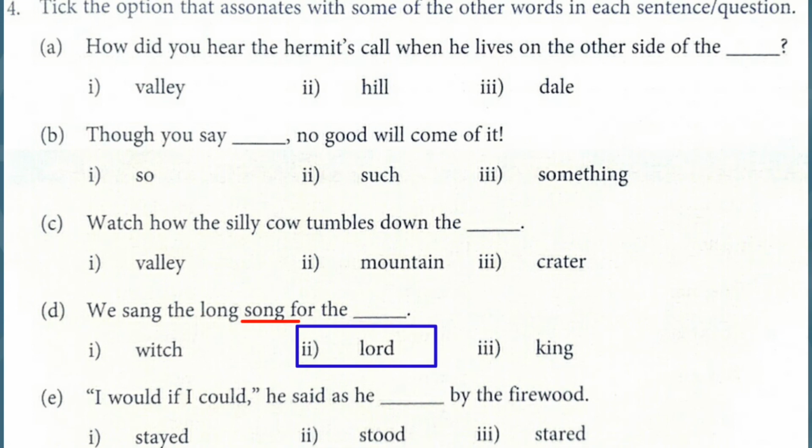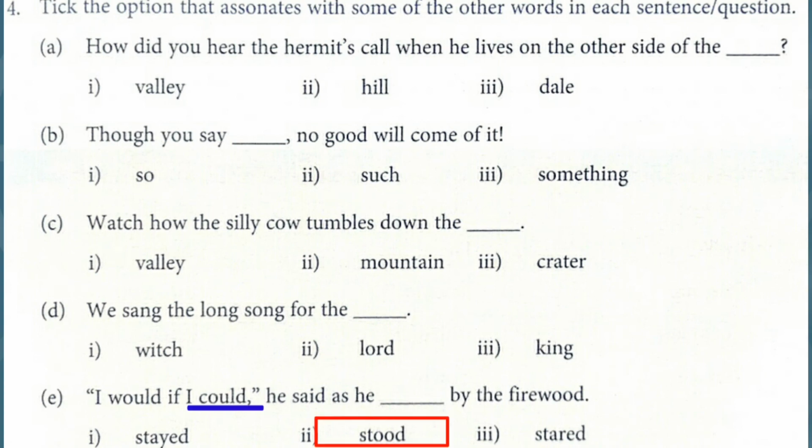Look at the fourth question. We sang the long song for the dash. Look at the words long, song, for. Automatically the answer is Lord. Song for the Lord. So the O vowel sound is repeated here. So look at the fifth question. I would if I could, he said as he dashed by the firewood. I could if I could, she said as she stood by the firewood. So now the answer is stood. The vowel sound is repeated here.